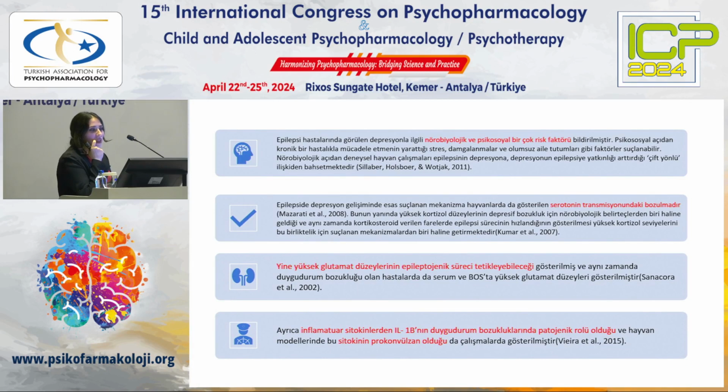Regarding the depression in epilepsy patients, there are many risk factors. In psychosocial terms, stigmatization, stress, and negative family attitudes can be among these factors. In terms of neurobiology, empirical animal studies show that epilepsy increases the tendency towards depression, and depression increases the tendency toward epilepsy. There is a bilateral relation, and it is caused by the disorder in the serotonin transmission. And also, the epilepsy course is accelerated with high corticosteroid levels. Again, high glutamate levels can also trigger the epileptogenic process, and at the same time, high glutamate levels were indicated in serum and in the cerebrospinal fluid.